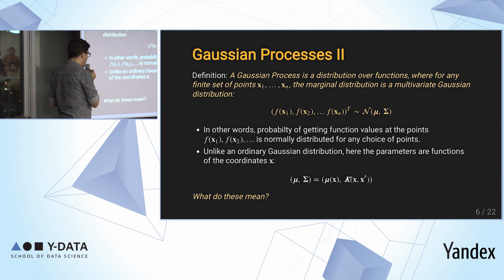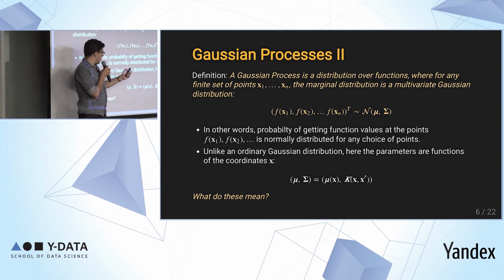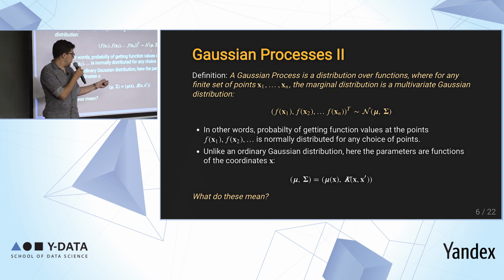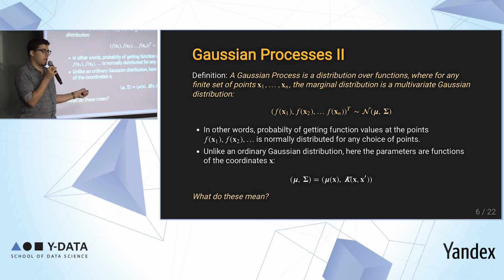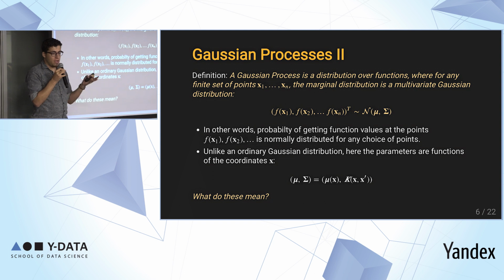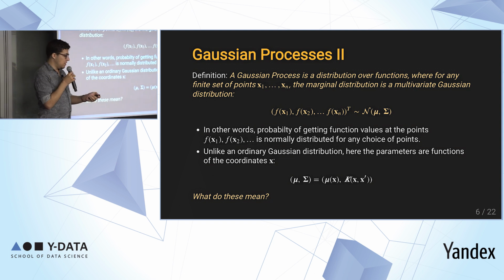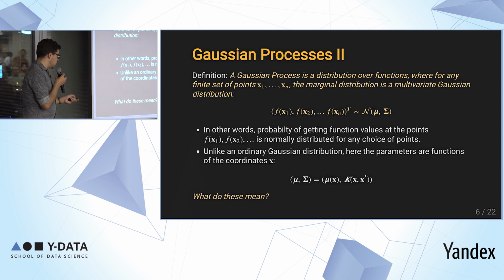And one thing to note before we go further is that an ordinary Gaussian distribution has some sort of mu, the average, and a covariance matrix, and these in general are not a function of your data, right? When you fit a Gaussian model to data, you have data, and then you get some numbers. In this case, what we're going to see is that the covariance matrix and the mean vector actually depend on the data, and we'll see how it looks in a second.